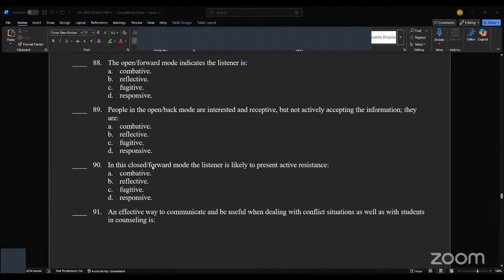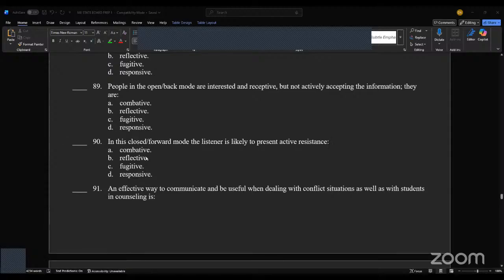90, in this closed forward mode, the listener is likely to present active resistance. Combative. I don't want to hear, I want to talk about it. So 90 is A, combative. We don't want combative in our classrooms. We want to have a safe space.